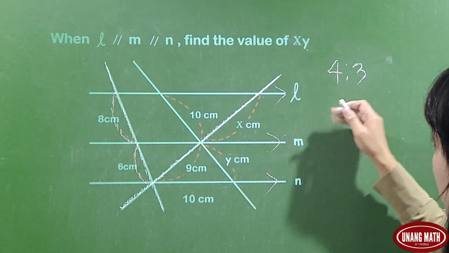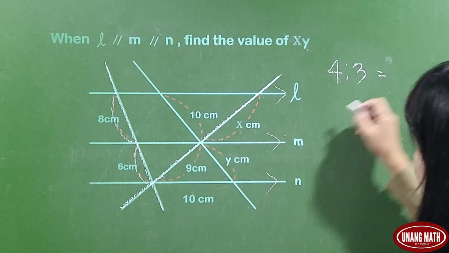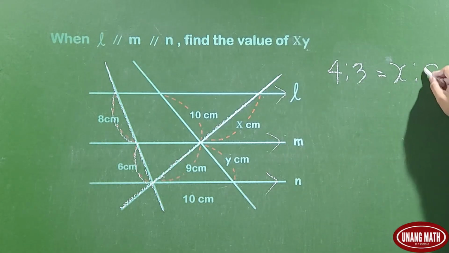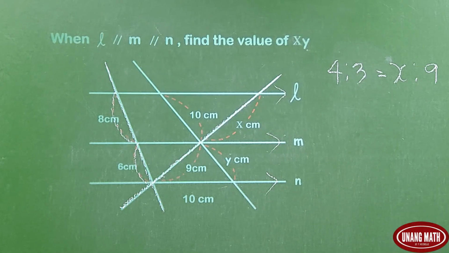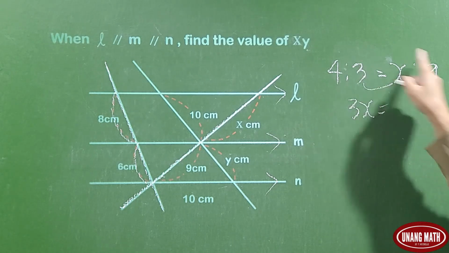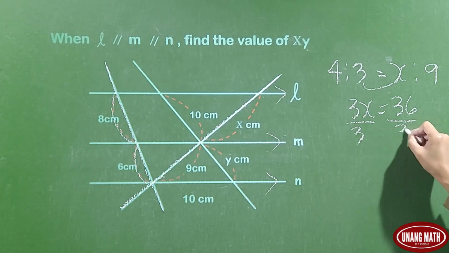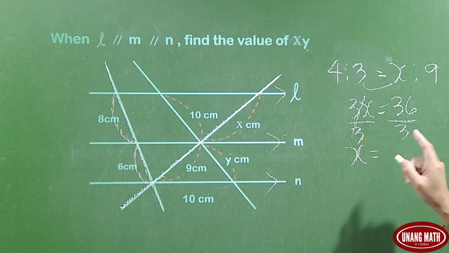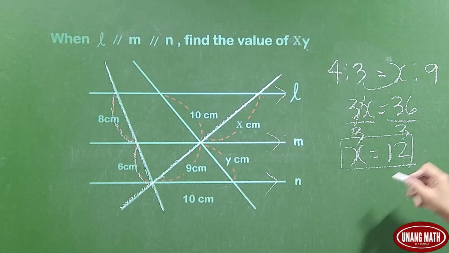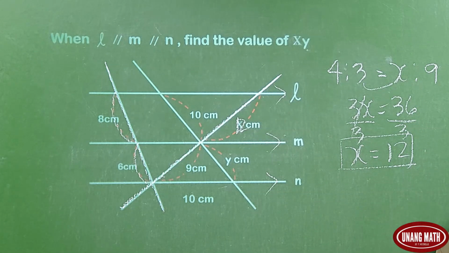This ratio 4 is to 3 would be equal to this ratio. X is to, this is 9 centimeters. So X is to 9. Let's solve. This is 3X, this is 36. So divide both sides by 3. Then X is equal to 12. So the length of this segment is 12 centimeters.